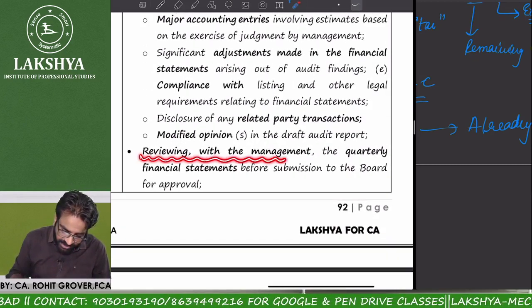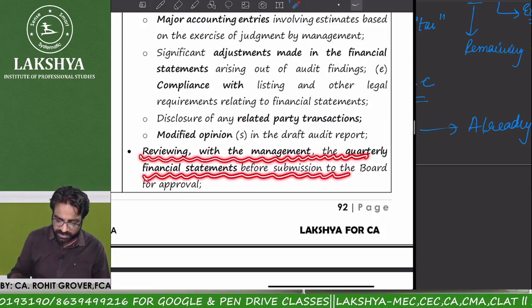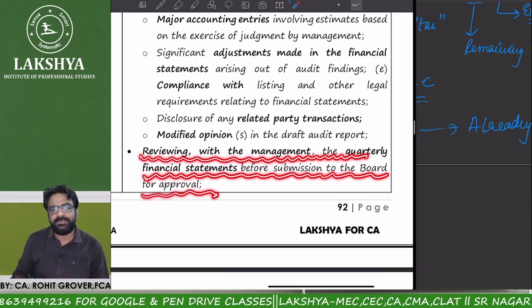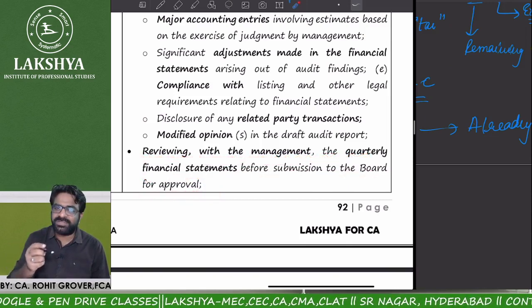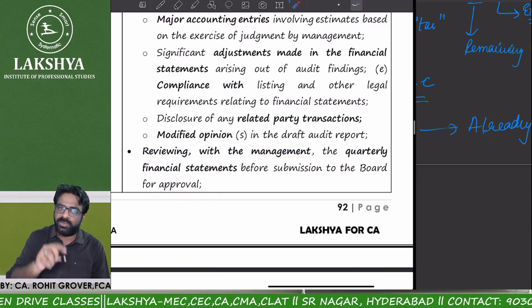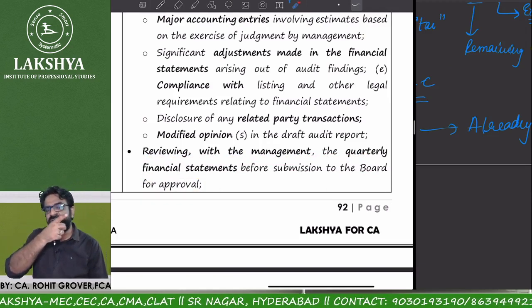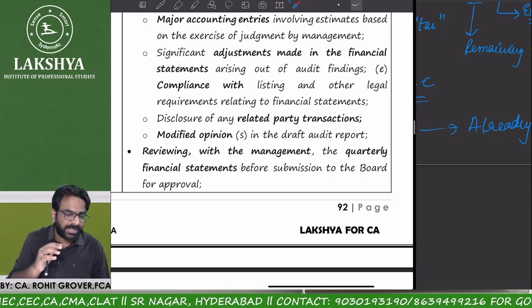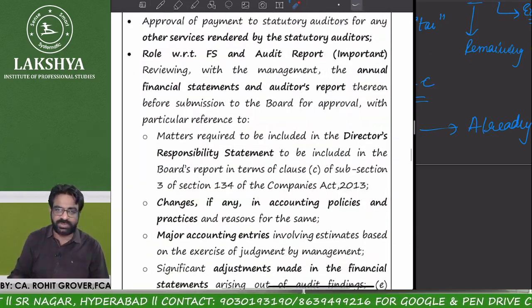Reviewing with the management the quarterly financial statements before submission to the board of directors for approval. Quarterly financial statements are also required to be reviewed. Reviewing of those quarterly financial statements is also going to be done by whom? Audit committee. So let us see whether we can retain all these points or not.